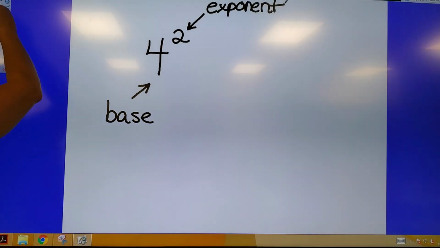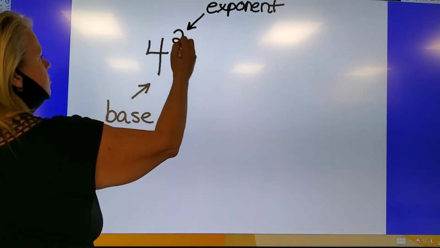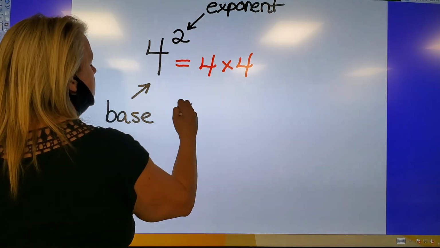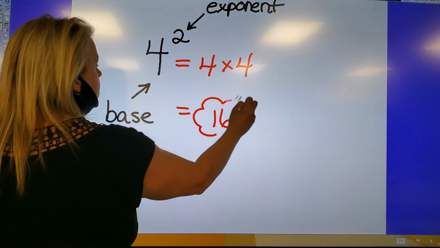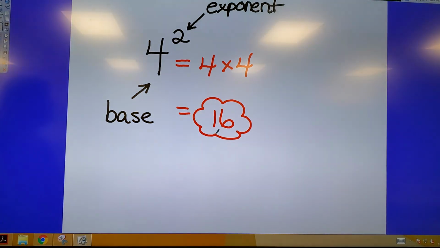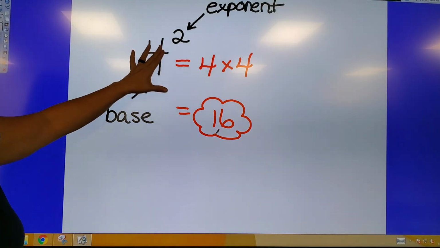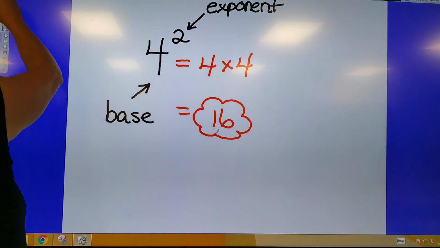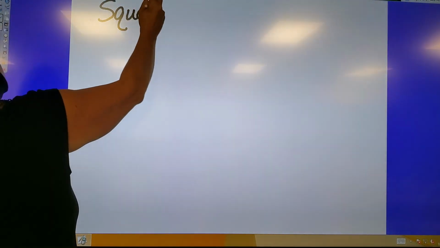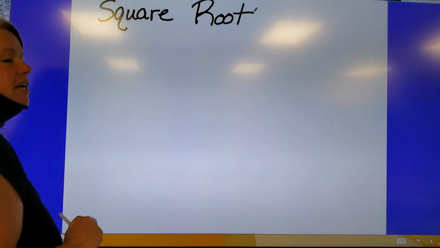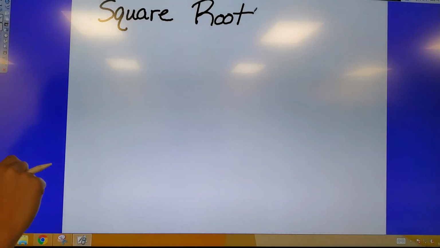And what this means is if you do 4 squared, you're really doing 4 times 4, which equals 16. Now, I know that most of you know how to do that already, so that shouldn't be any new information. However, instead of squaring a number, we are now going to work on taking the square root of a number. And today we're going to focus on taking the square root of perfect squares.